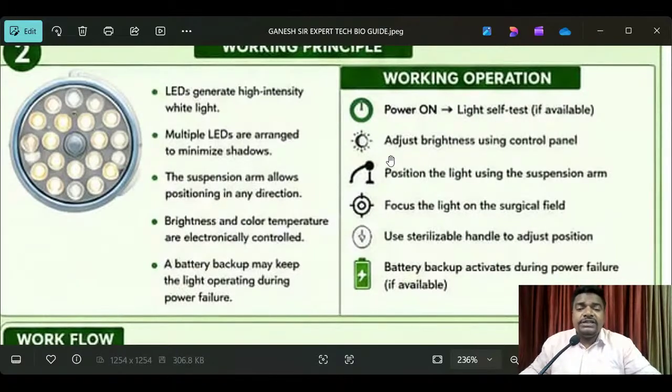See here, working operations: first one completed, second one completed, and third one. Position the light using the suspension arm, focus the light on the surgical field, and use the sterilizable handle to adjust the position. Next, battery backup activates during power failure, if available. Many OT lights do not have battery backup, but if you take expensive, highly developed scientific equipment, many features will be there.